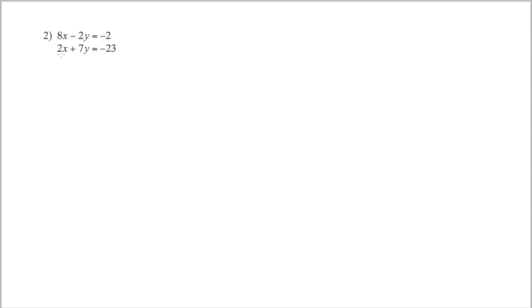Right here I see an 8x and I see a 2x here. In order for these to cancel, it would have to be positive 8 and negative 8 below. I can make this bottom one a negative 8 by multiplying the whole equation by negative 4. The top portion will remain the same, 8x minus 2y equals negative 2. The bottom is now negative 4 times 2x, which is negative 8x. Negative 4 times 7y, which is negative 28y. And negative 4 times negative 23, which is positive 92.